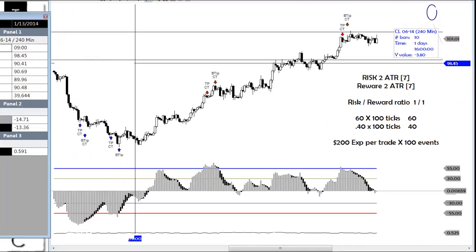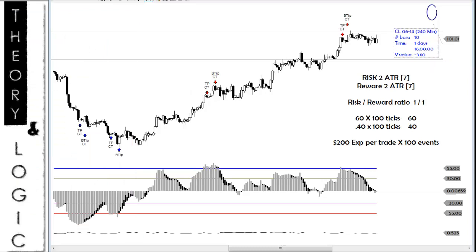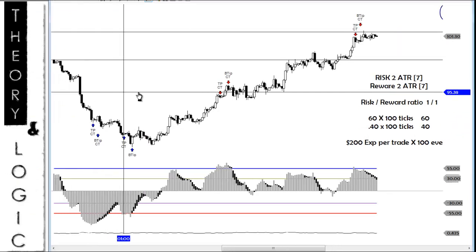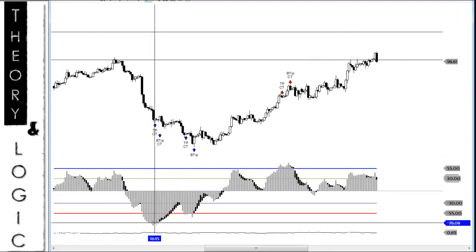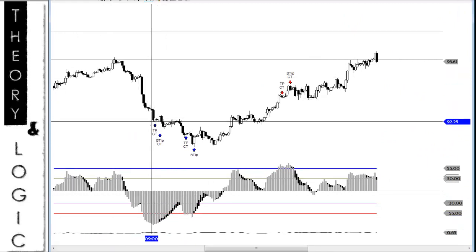Now we've got our basic information down. We've looked at theory and logic. Here you see in a declining market, we go well below this. Look at this, minus 78. Pretty significant sell-off right here.